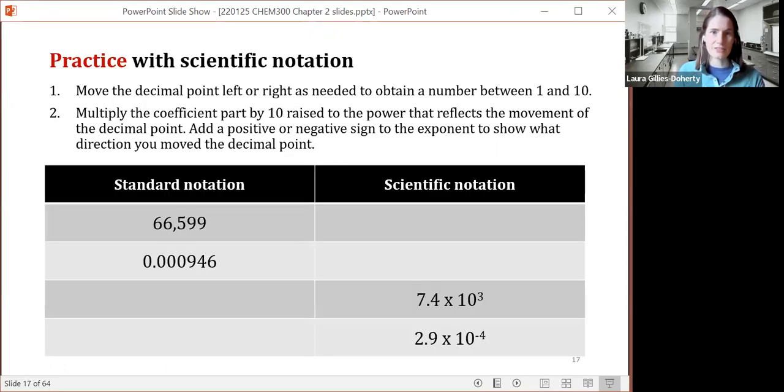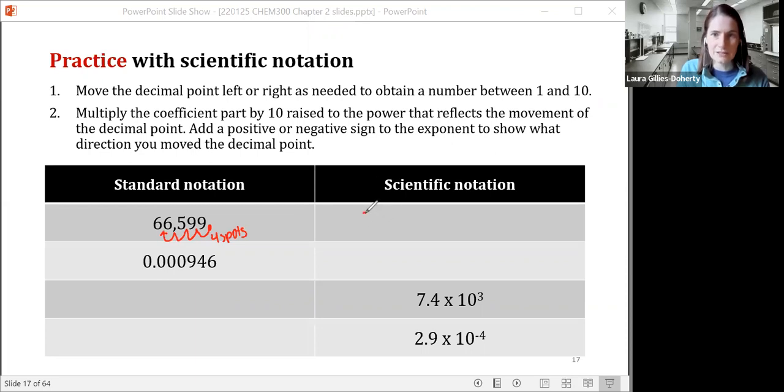Okay, so let's do some practice. Let's convert these numbers in standard notation into scientific notation, and we'll convert these numbers that are in scientific notation back into standard notation. All right, so to convert into scientific notation, if there's no decimal point shown, then you put it where it would be. This is a large number, it's greater than 1, so we're going to move the decimal point to the left, 1, 2, 3, 4 spots.